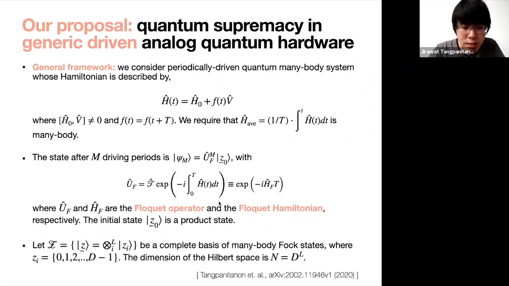And the system that we consider is a generic many-body system. So you can imagine a bosonic mode, where each site has 0, 1, 2, 3 particles. If you have a qubit system, then it can be only 0 or 1.